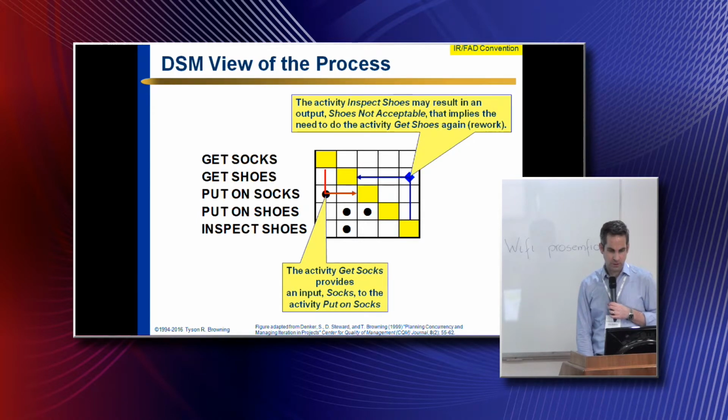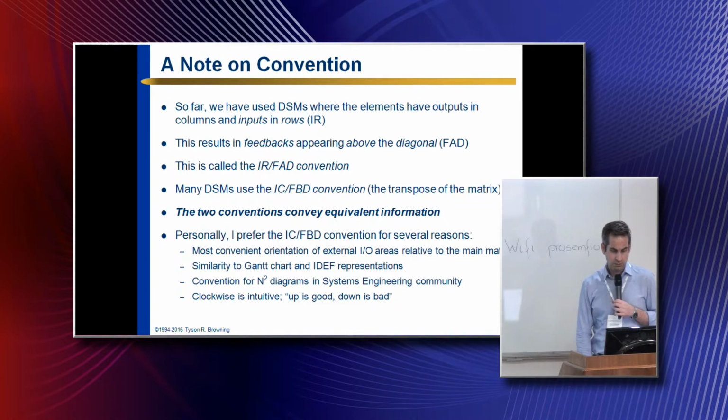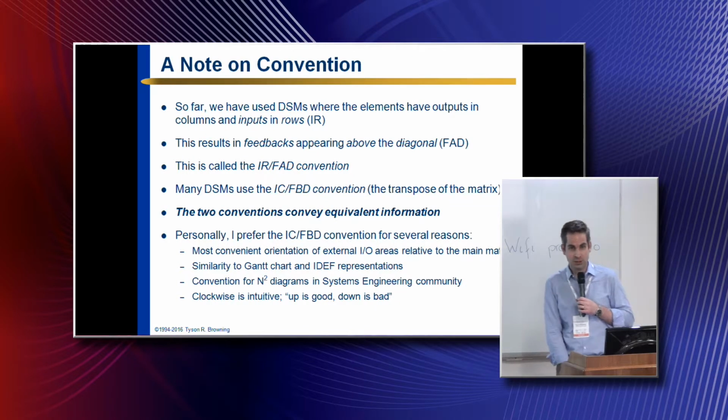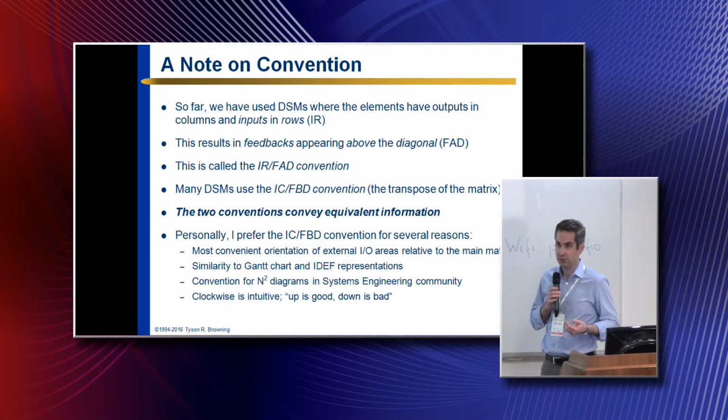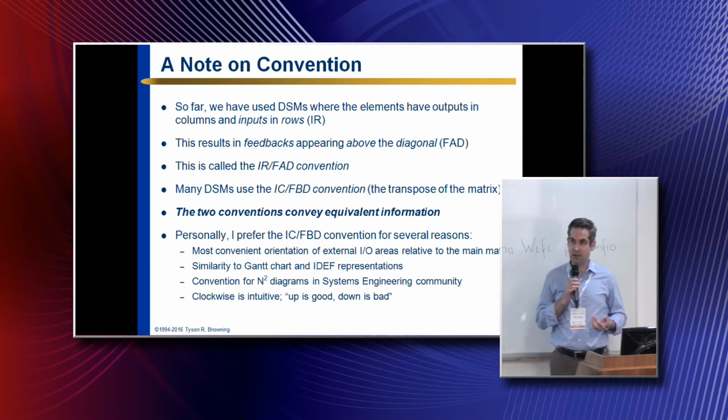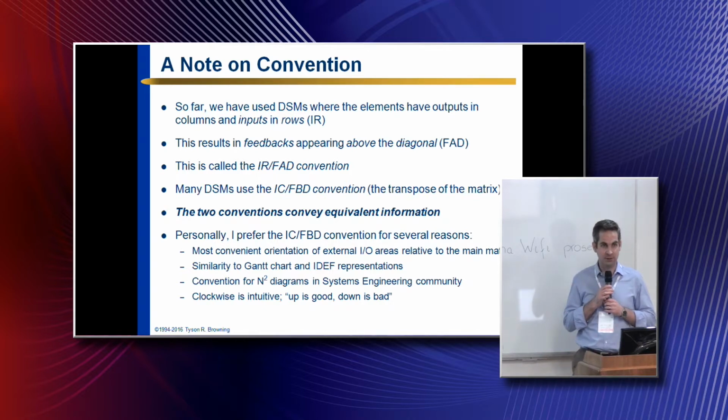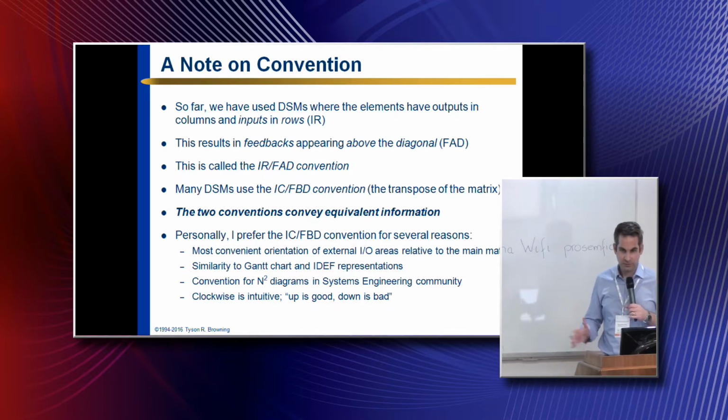So you've got some more information on that. And here I should mention the other convention where we've been working so far with inputs and rows. And as a result, feed forward with a temporal DSM would be below the diagonal, and feedback would be above the diagonal. But there's another convention, which is just the transpose of the matrix, where the inputs are in columns, and this makes the feedback marks appear below the diagonal instead of above. And so the important thing is that the two conventions are equivalent in terms of the information they show.